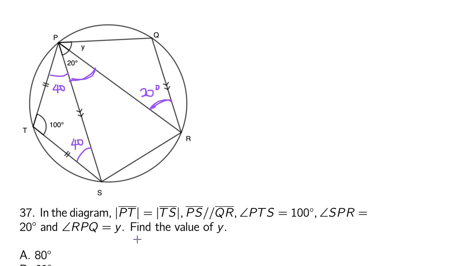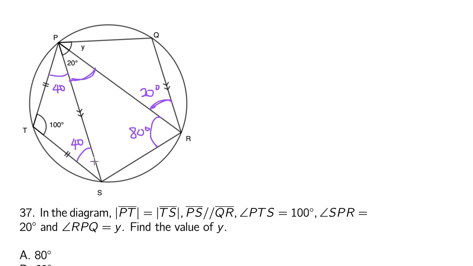All right, now this angle and that angle must add up to 180 degrees because they are opposite angles in a cyclic quadrilateral. So we can put that also here, and then this being 20 degrees, this being 80.